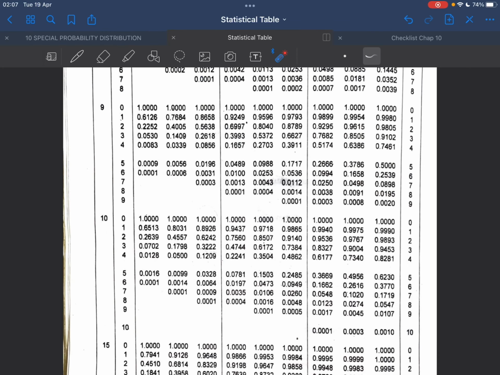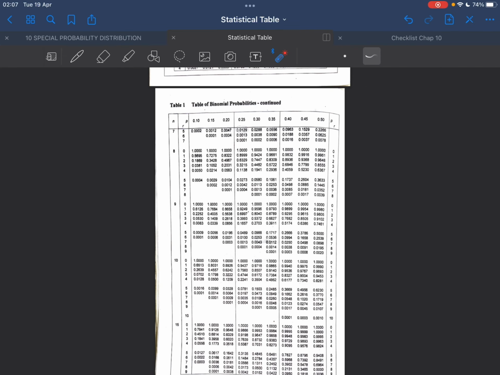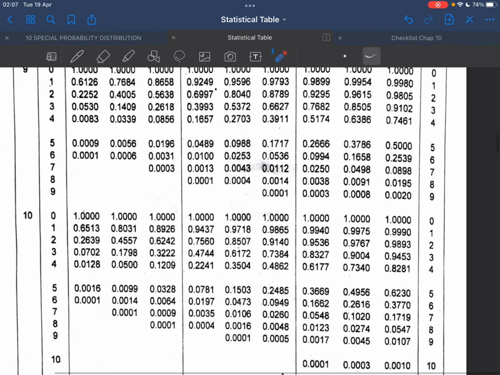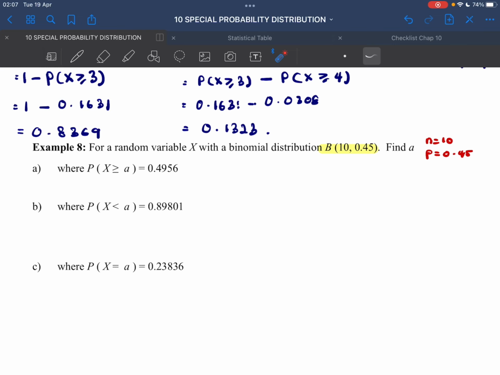0.4956. So dekat mana kita tadi? 0.45. So here, so 0.4956. So you can see kita ada exact number dekat sini, 0.4956, which is ini R dia sama dengan berapa? 5. So automatically kat sini kita tahu P(X ≥ 5) is equals to 0.4956. So we can conclude that A equals to 5.